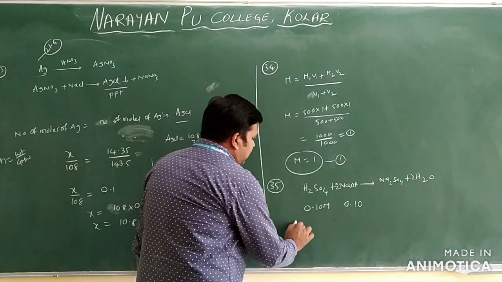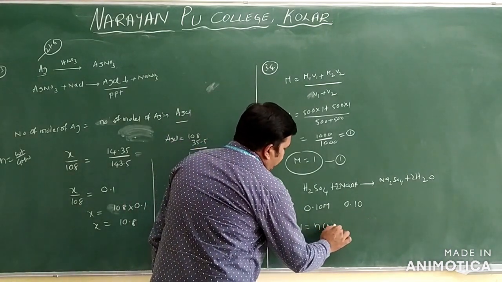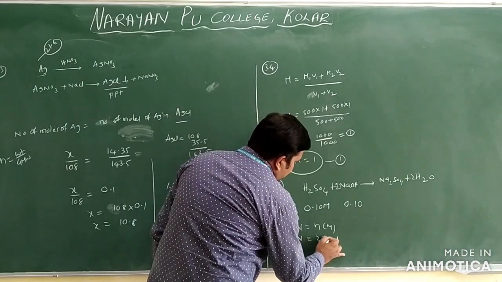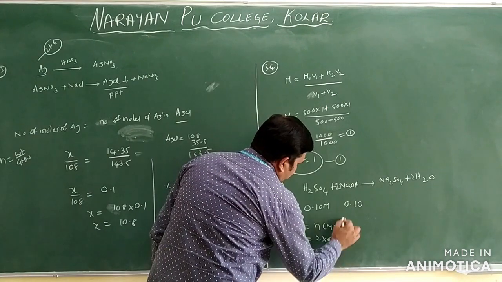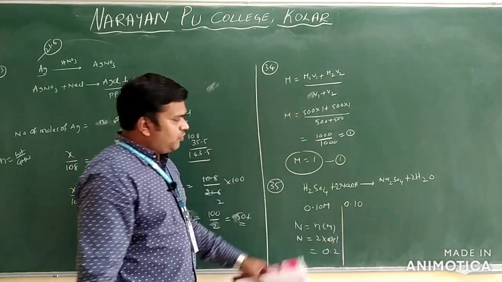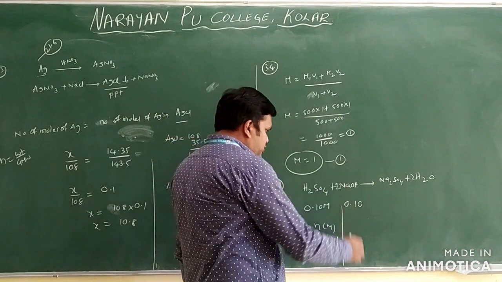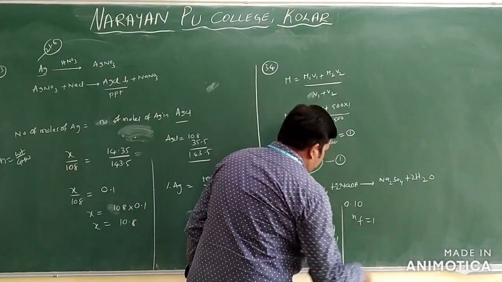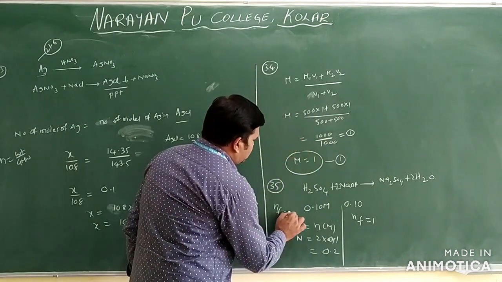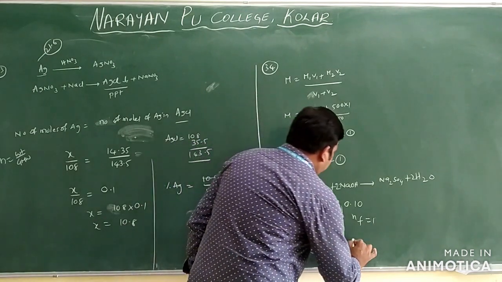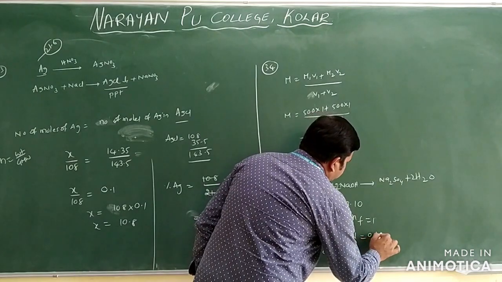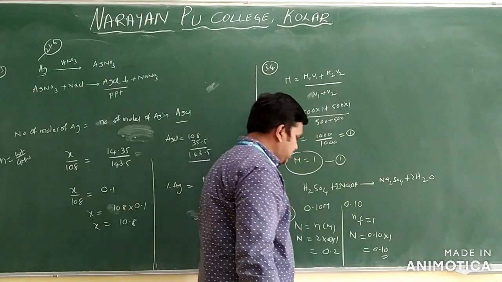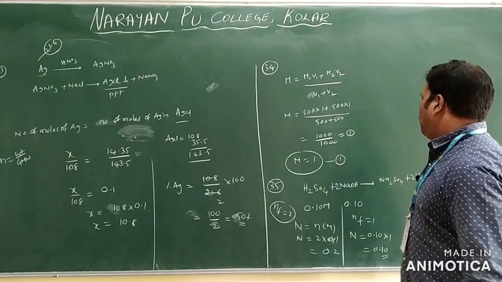You know the normality formula: N is equal to N factor into M. So N is equal to 2 into 0.1. You will get 0.2 only for H2SO4. For NaOH, it gives rise to Na plus and OH minus only, so the N factor is equal to 1. For H2SO4 the N factor is 2 only. So the normality for NaOH is 0.10 into 1, that is 0.10. The normality and molarity are the same for NaOH in this question only. Now what are they asking here?